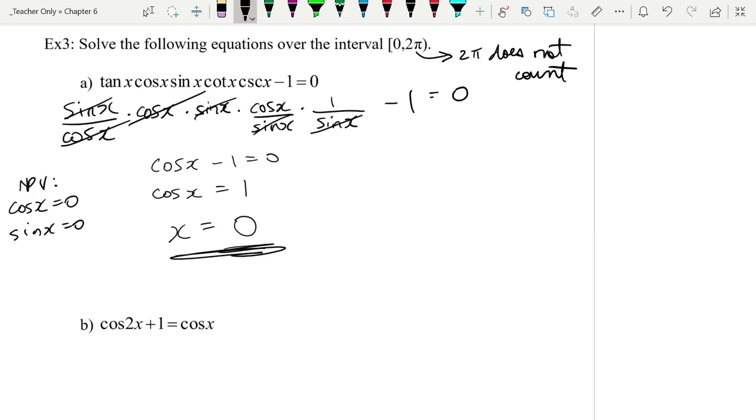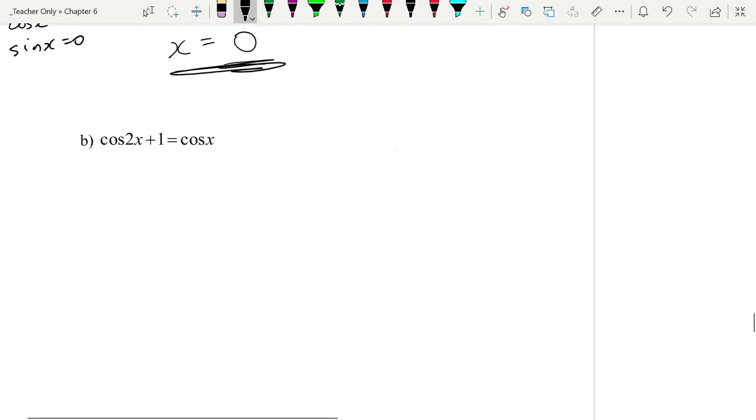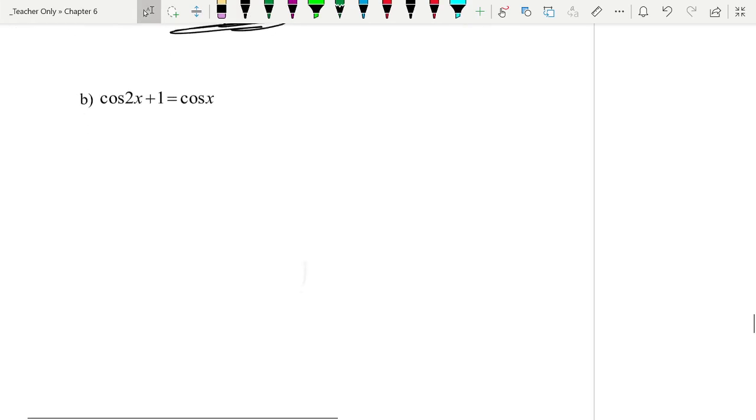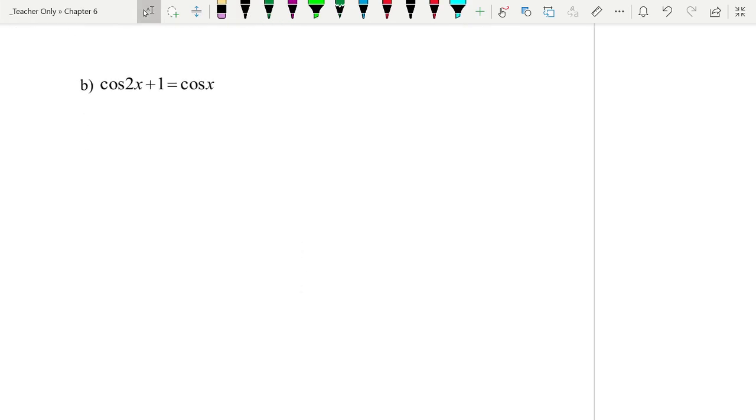Okay. Next, cos 2x plus 1 equals cos x. All right, go to your formula sheet. Remember, there are 3 choices of identities I could swap out for cos 2x. Which one do you want? Which one makes the most sense? How about the one that's involving cosine only, so that I don't have a question that mixes cosine and sine? So that's what I'm going to do.